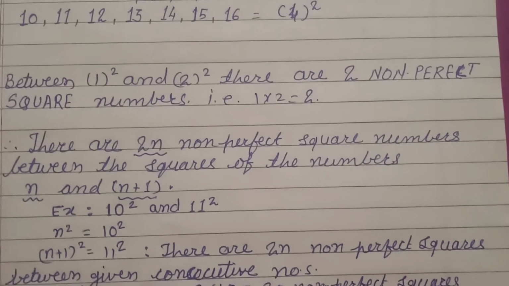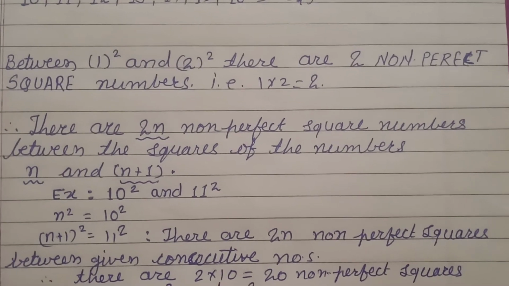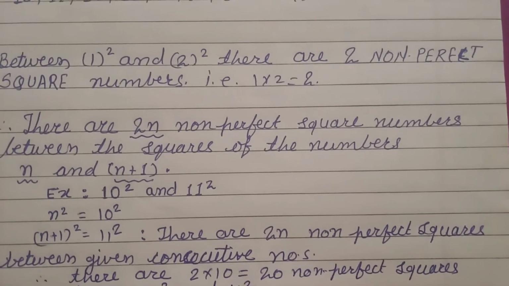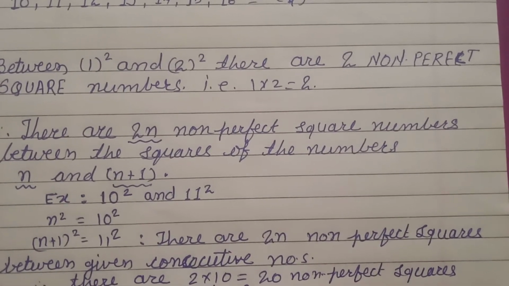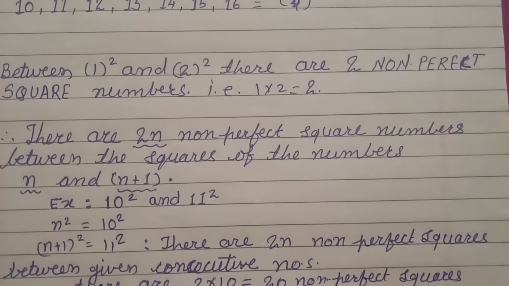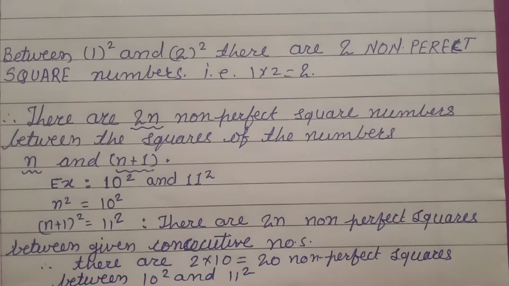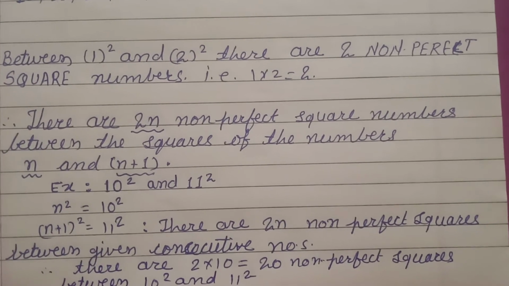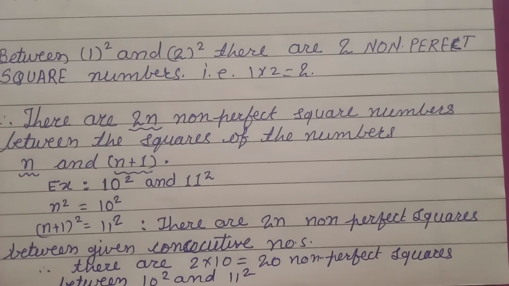Suppose we have 10 square and 11 square, and we want to find out how many non-perfect square numbers are there in between 10 square, that is 100, and 11 square, that is 121. Now, as per the definition, we have n square equal to 10 square, and n plus 1 square, that is 11 square. It means we have n equal to 10 and n plus 1 equal to 11. As we know that there are 2n non-perfect squares between the given consecutive numbers, we have n as 10, therefore 2 into 10, that is equal to 20 non-perfect square numbers in between 10 square and 11 square.